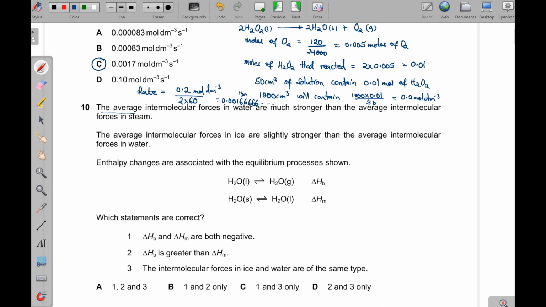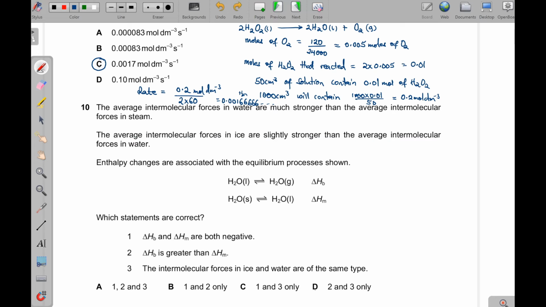Then question 10: the average intermolecular forces in water are much stronger than the average intermolecular forces in steam. Water is a liquid, so the forces in there are stronger than the ones in the gas, because in the gas all the forces have been completely broken down. Then the average intermolecular forces in ice, which is a solid, are slightly stronger than the average intermolecular forces in water.